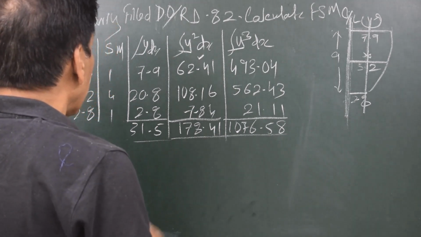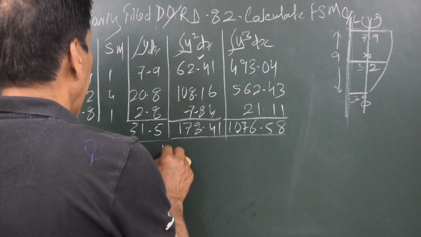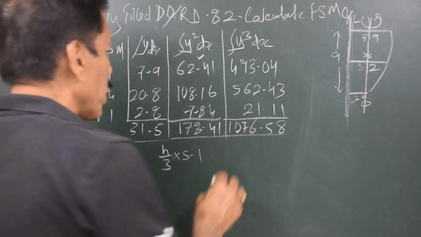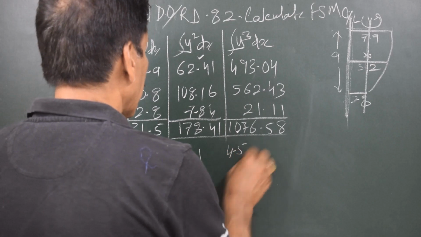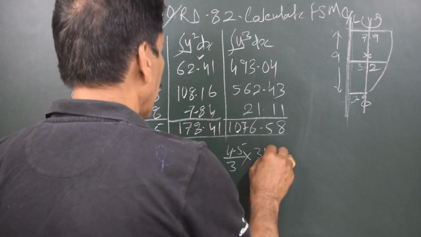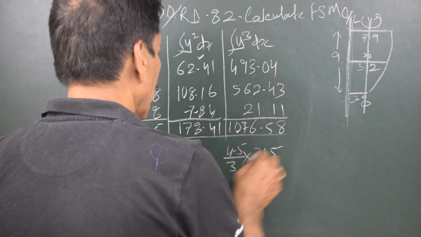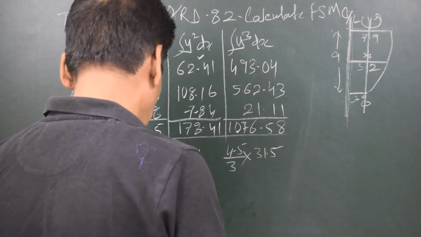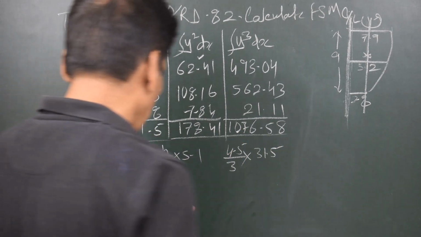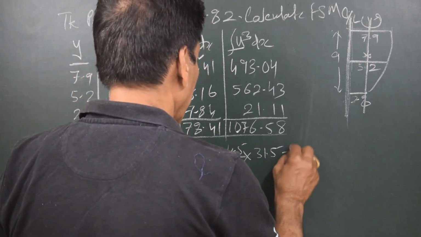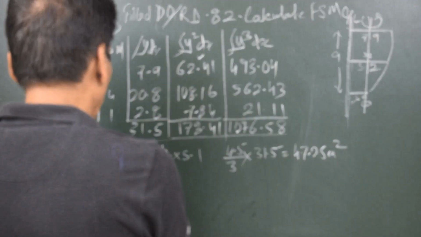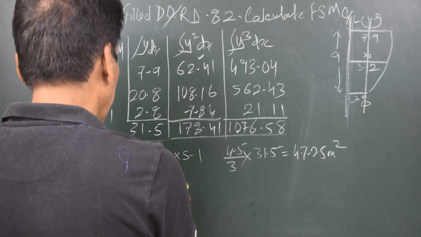So let's find out the area. Area would be h by 3 into sum 1. H is 4.5 meters divided by 3 into sum 1, that is 31.5. So that is 1.5 into 31.5 gives me 47.25 meters square.